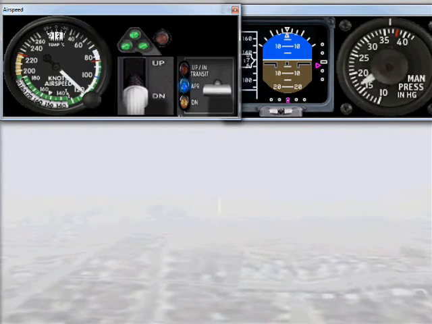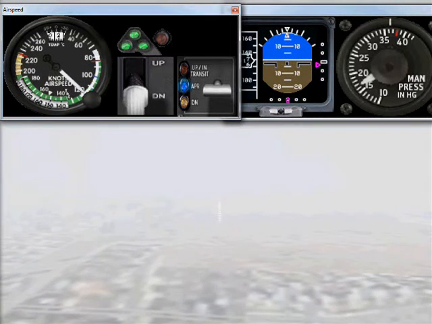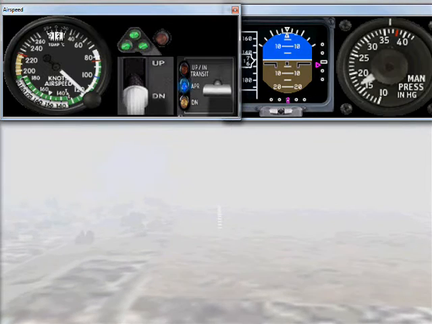Now let's look at a 120 knot partial flap landing in low visibility conditions.